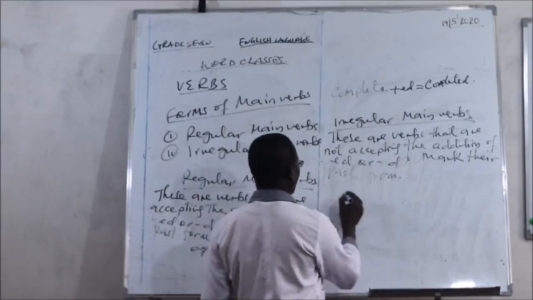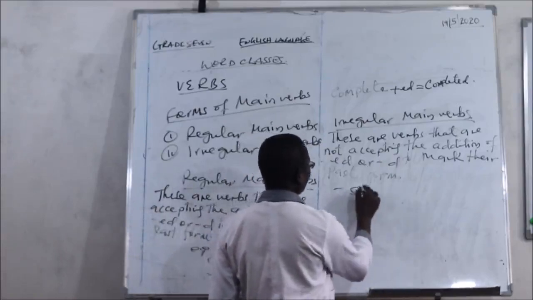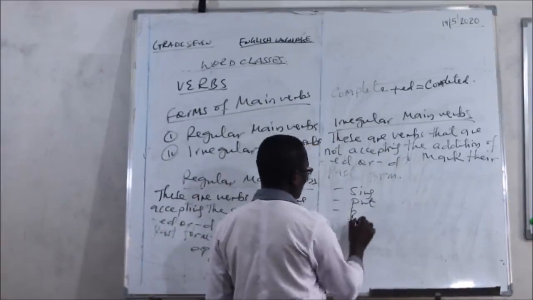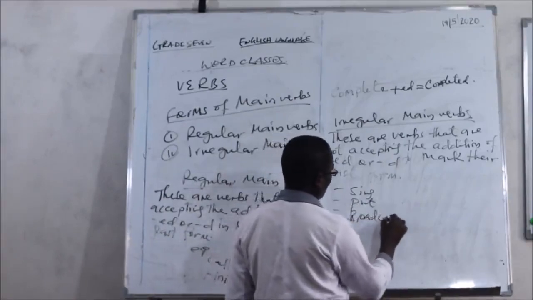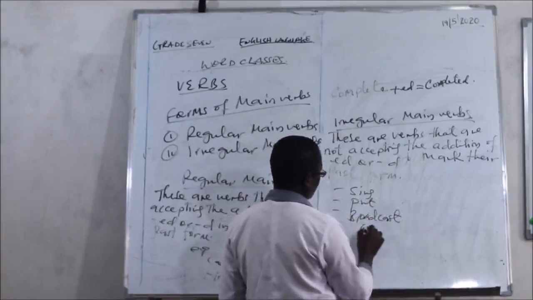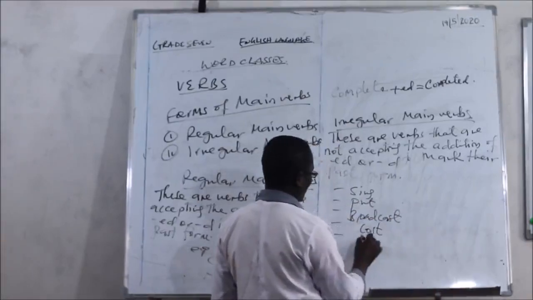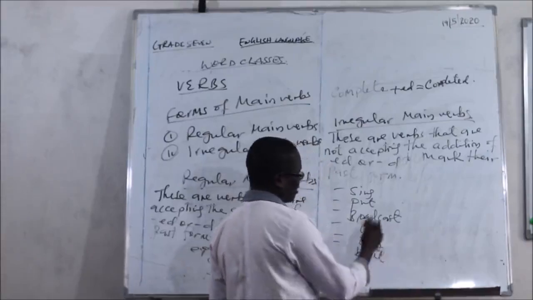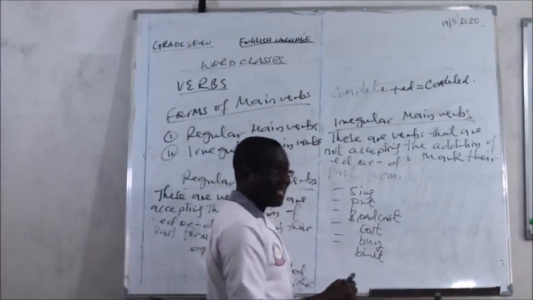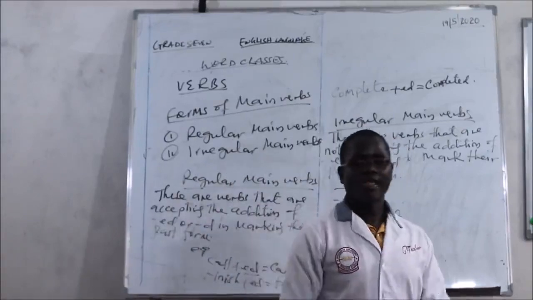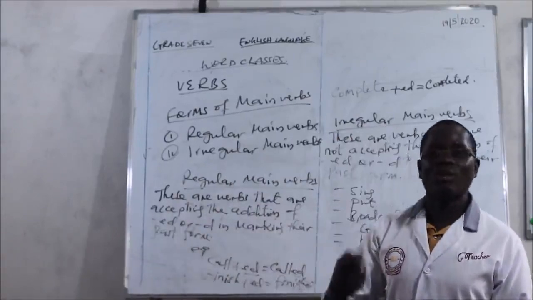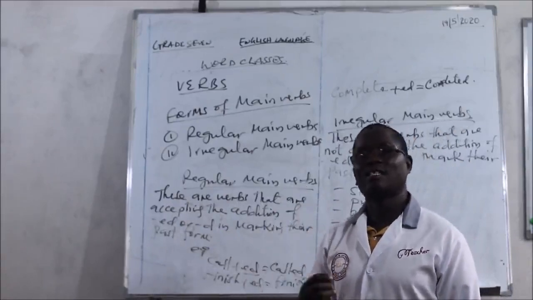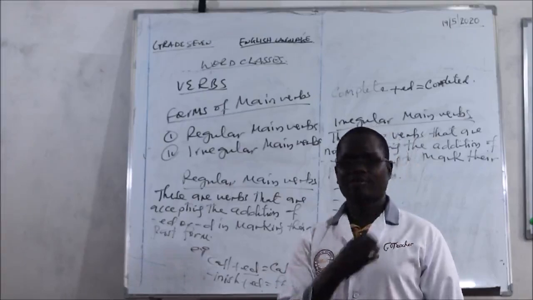Examples of irregular main verbs are just like sing, put, broadcast, coast, buy, build. These are irregular main verbs. They are irregular because they are not accepting regularity of marking past tense universally in the English language.